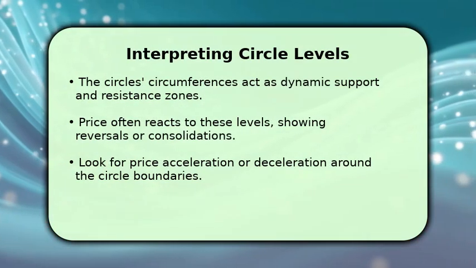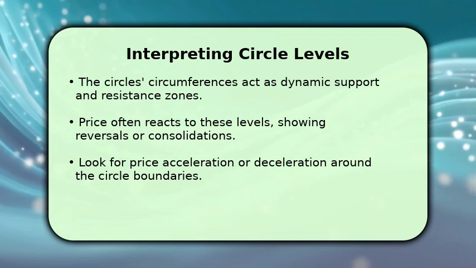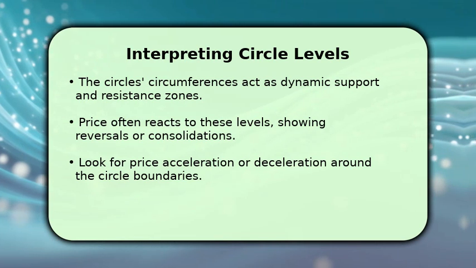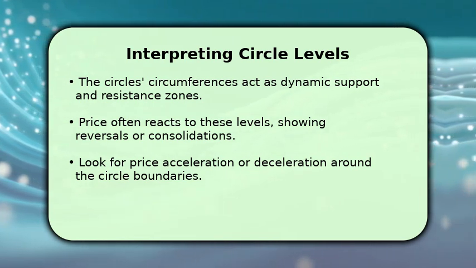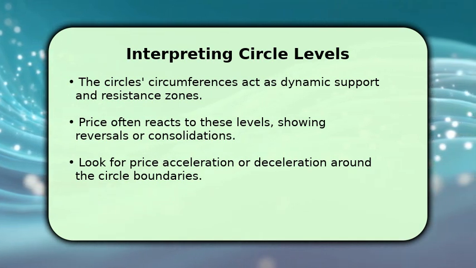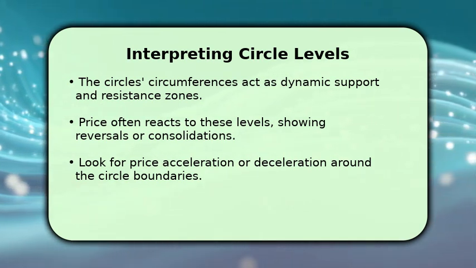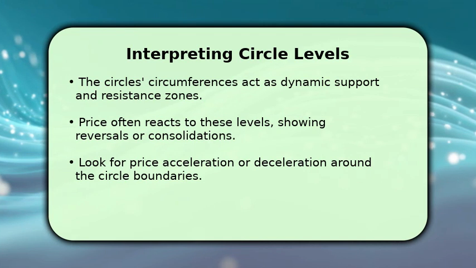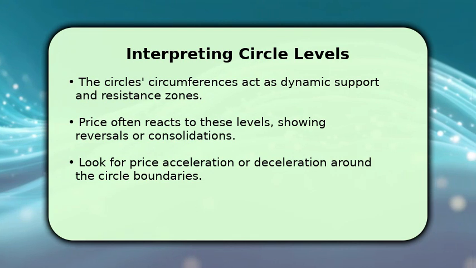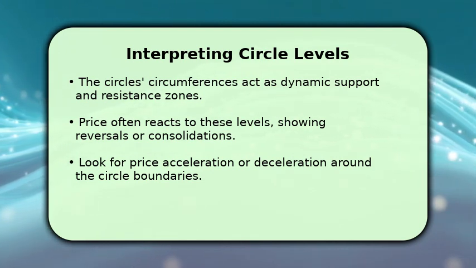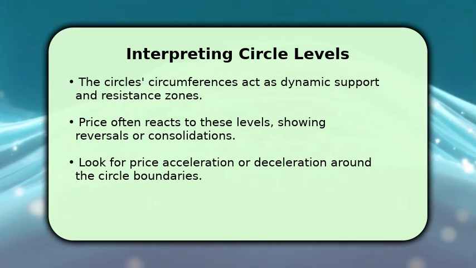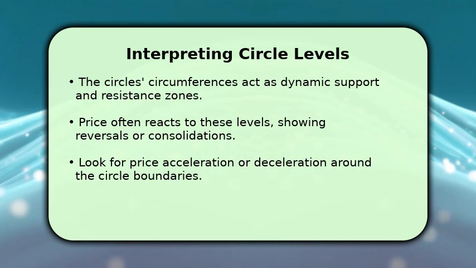Interpreting Fibonacci circles involves observing how price interacts with their boundaries. The circumference of each circle acts as a dynamic support or resistance level. You'll often see price react to these areas, either by reversing direction or consolidating before a move. Pay close attention to whether price accelerates or decelerates around these circles. A clear breakout above or below a circle can indicate a strong trend continuation or a significant reversal in market direction.